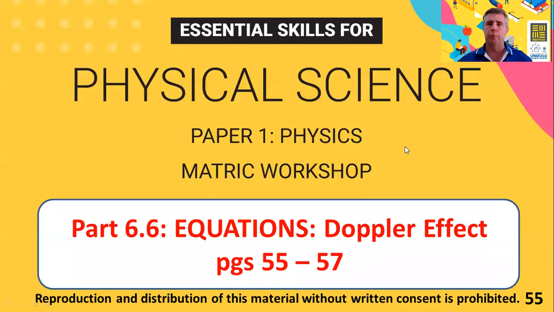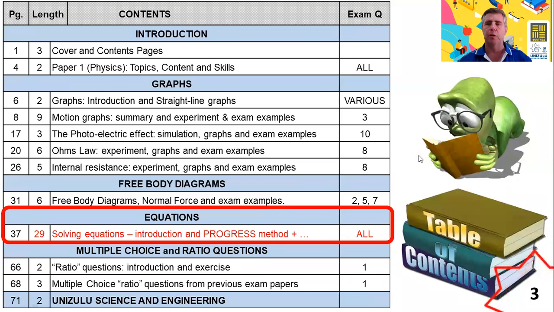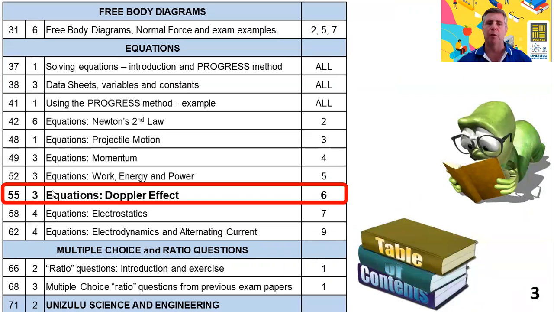As we always do, before we go to page 55, let's go to the start of your book, the contents page on page 3, and just see where this fits in. Remember, we're looking at 4 skills: graphs, free body diagrams, equations, and multiple choice and ratio questions. We're now looking at equations, and in particular, we're focusing on the equations which govern the Doppler effect. This is always question 6 in your matric paper.